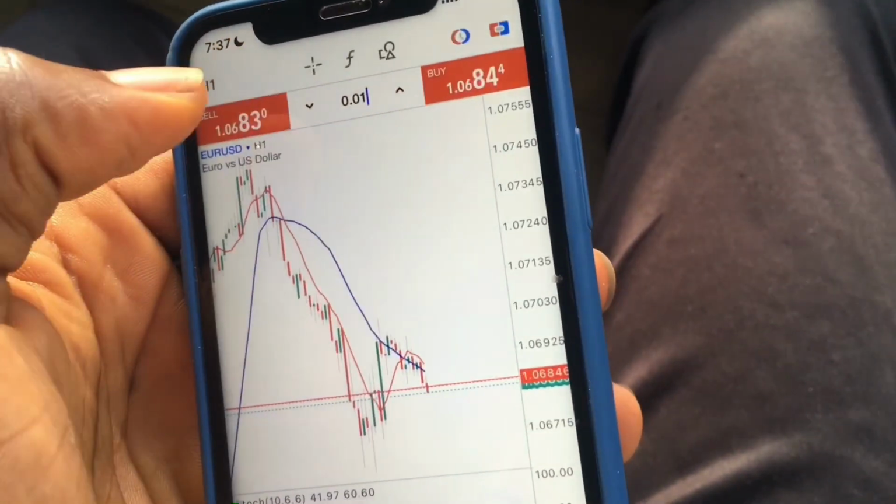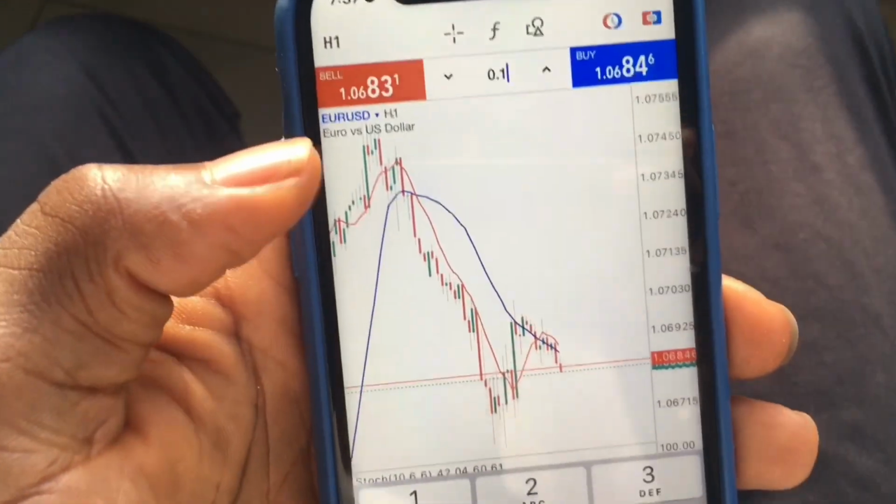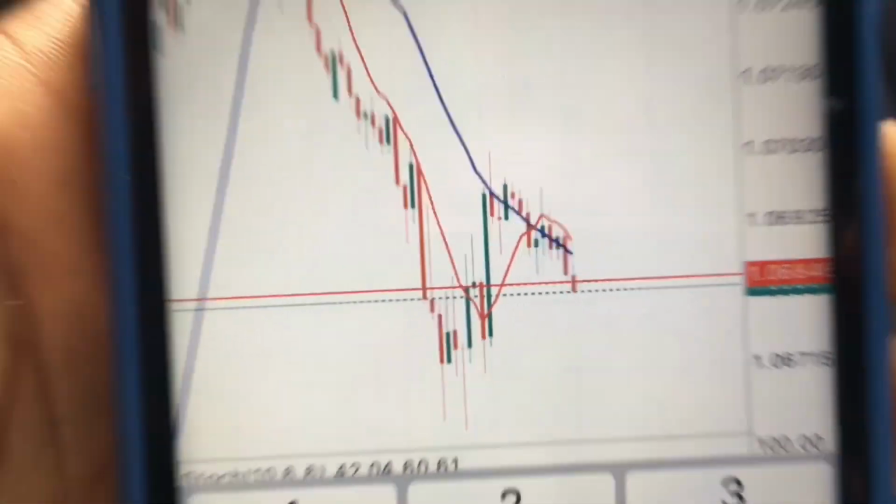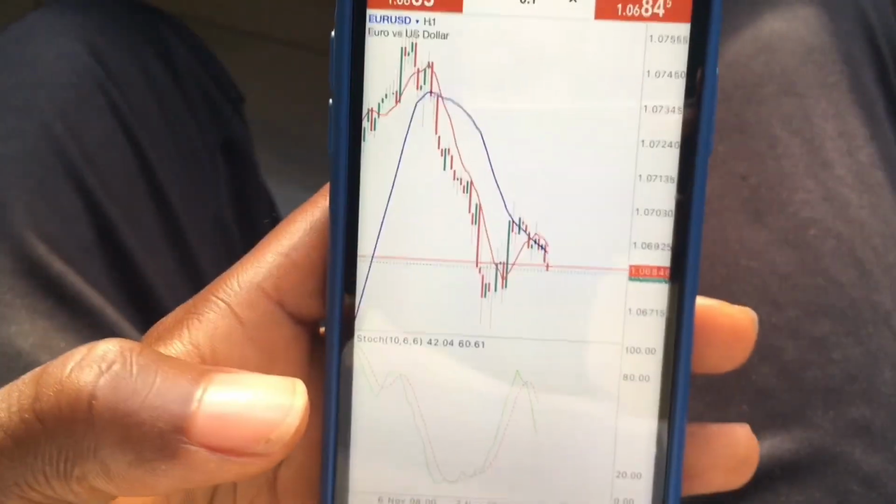Now this trade has a long way to go. I'm going to show you guys. But before that, let me just go ahead and place this particular one. I'm going to place 0.1, and because I see it's already starting to move, I'll just go ahead and place 0.1, except we have to place that again.